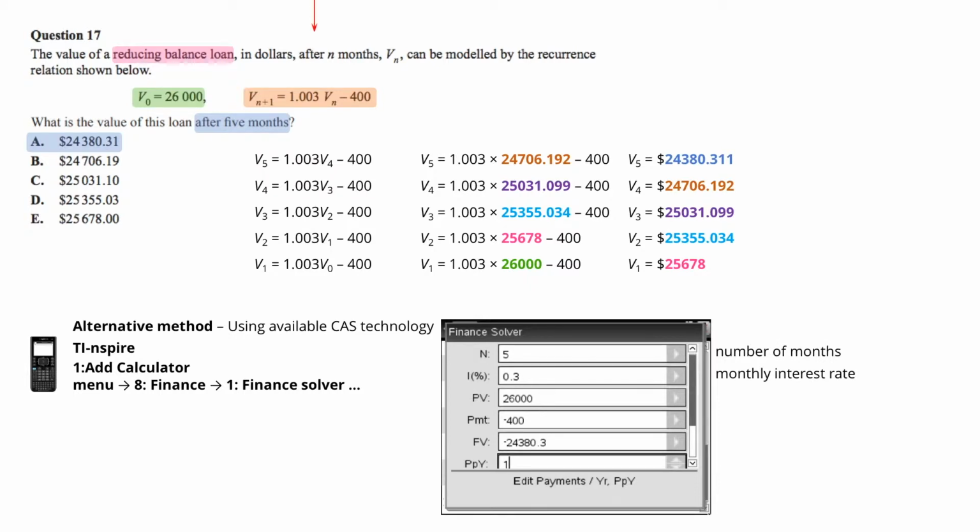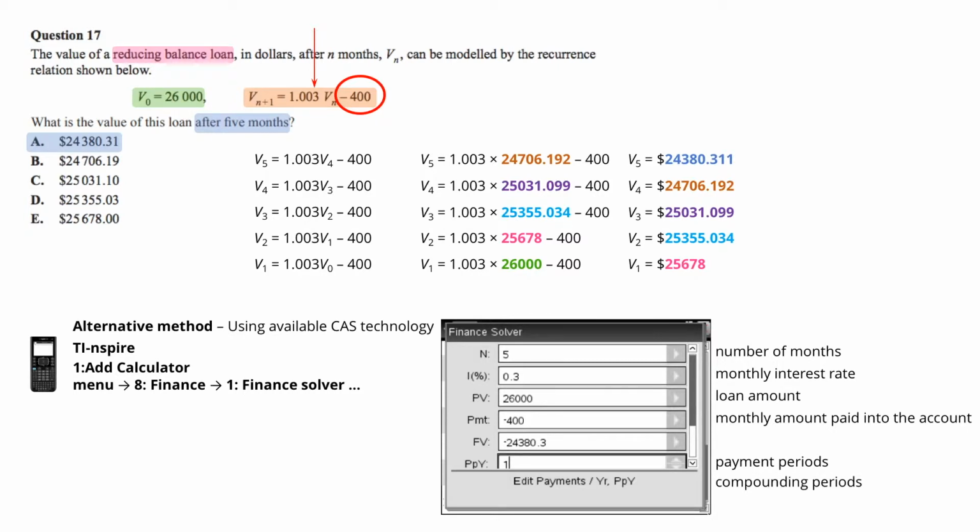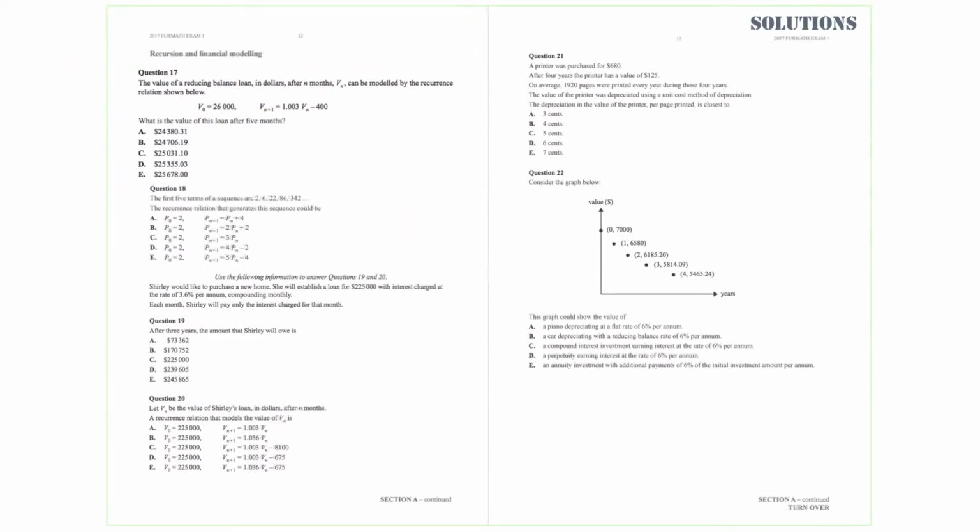The loan amount is 26,000. The monthly amount paid into the account is 400. And the payment periods and the compounding periods are actually 1. We can now calculate the future value, and the answer is exactly the same as we expected. From the 2017 VCAA examination report, 82% of the students chose the correct option, so this question was answered quite well.